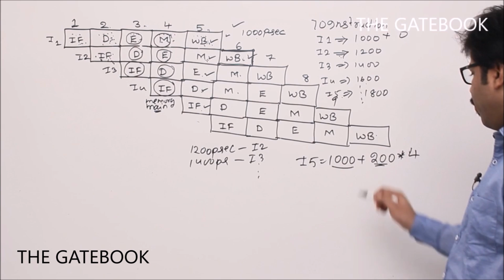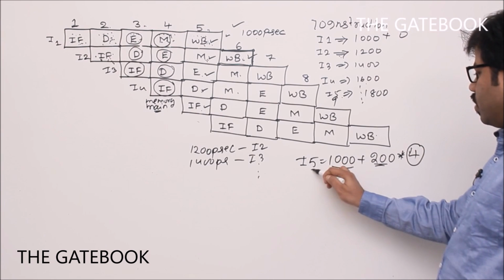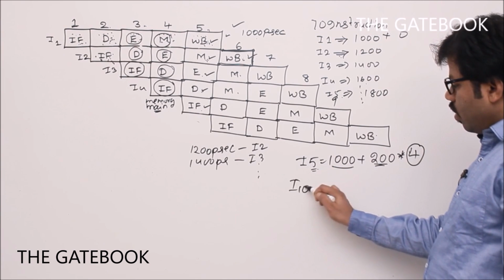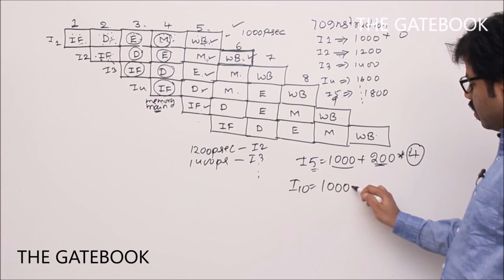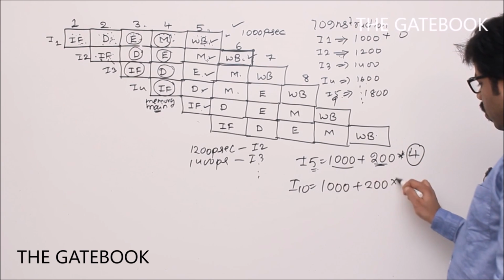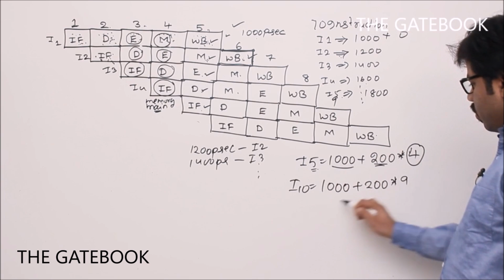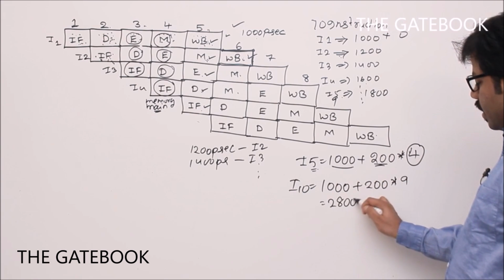So 1800 for I5. What is this for? For this, 5 minus 1. Then I10 equals 1000 plus 200 into this 10 minus 1, that is 9. So it will be 2800 picoseconds.